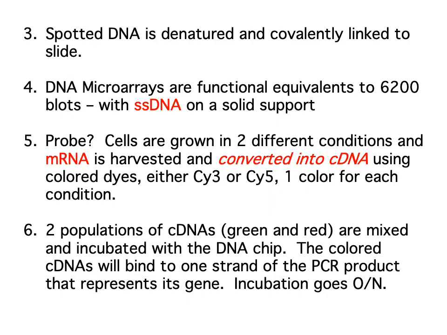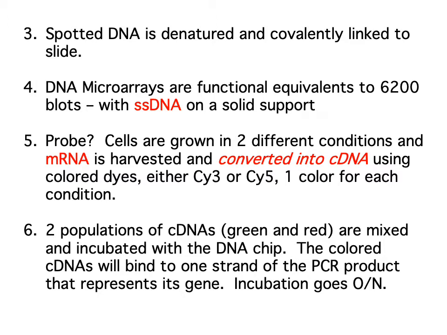Okay, so what happens is that DNA will be denatured after it's put on the slide, so then it becomes single-stranded, and then it will also be covalently linked to the slide, so it'll be stable. And so you can think of it as almost like 6,200 blots, right? On that single glass slide, you're going to have 6,200 different genes spotted there.